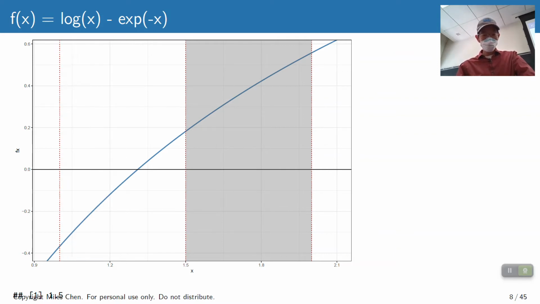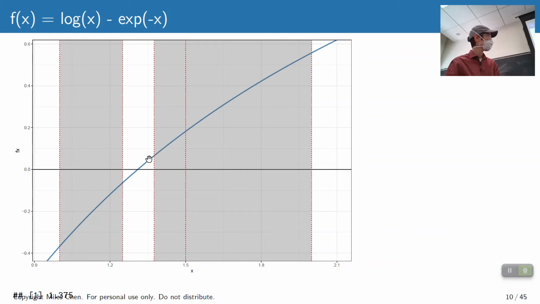Okay, at the next iteration, I calculate the midpoint of 1 and 1.5, which is 1.25. f at 1.25 is negative, and so we're going to throw away this side. We want to make sure we're bracketing the root. We need to have one side be negative and one side be positive. Now I'm going to find the midpoint here, which is going to be like 1.375. When I do that, I get this value, which is positive. We're going to throw away this side. Now I'm going to find the midpoint here.